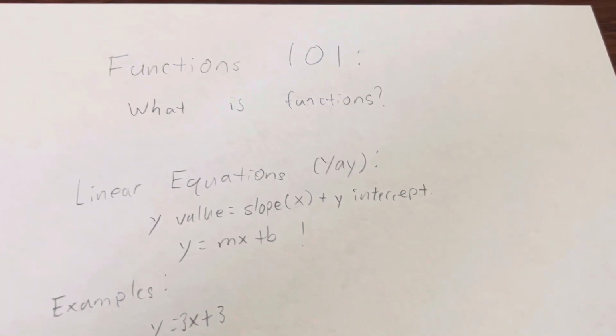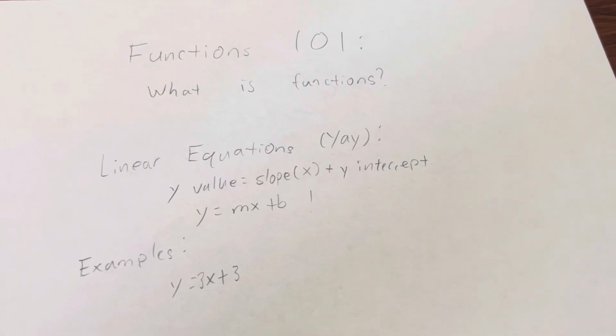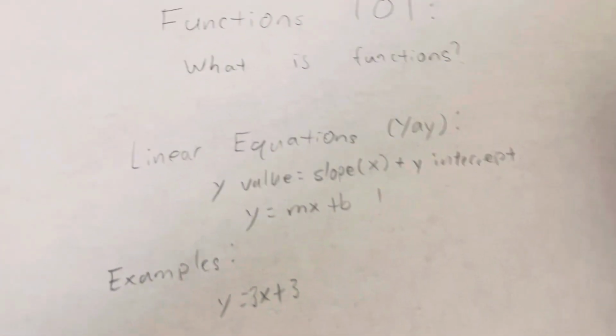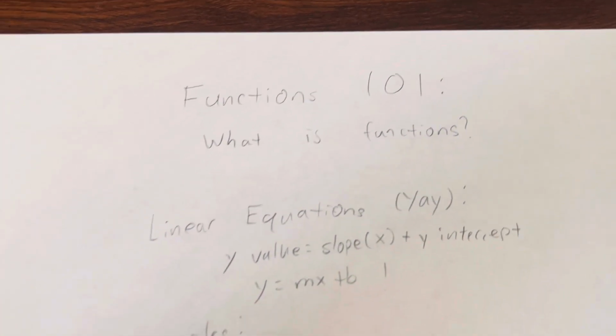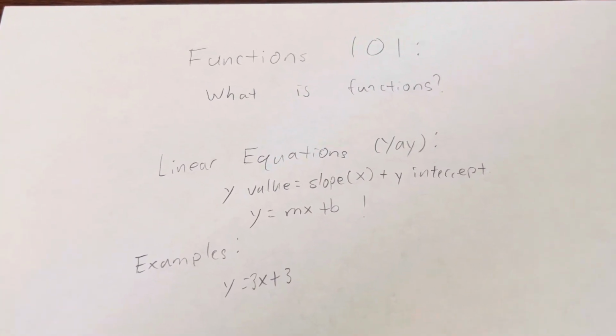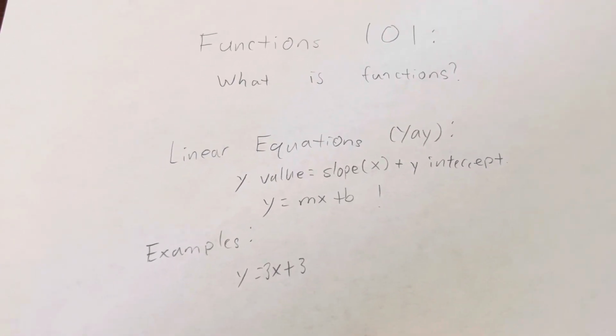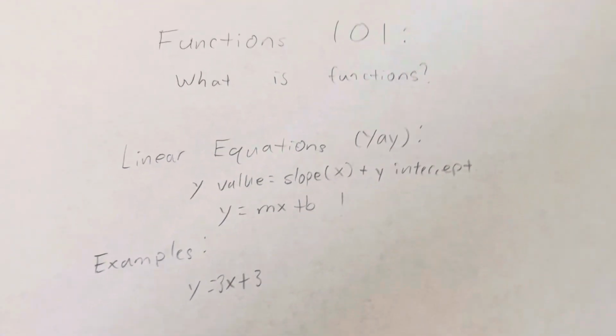Alright, and this is Functions 101. So functions, basically, what is a function? The exact definition of a function is that for every x value, you can only have one y value. It's like the vertical line test.